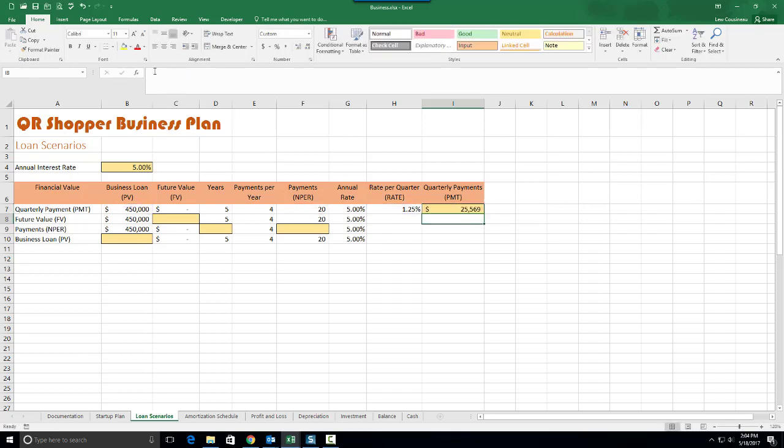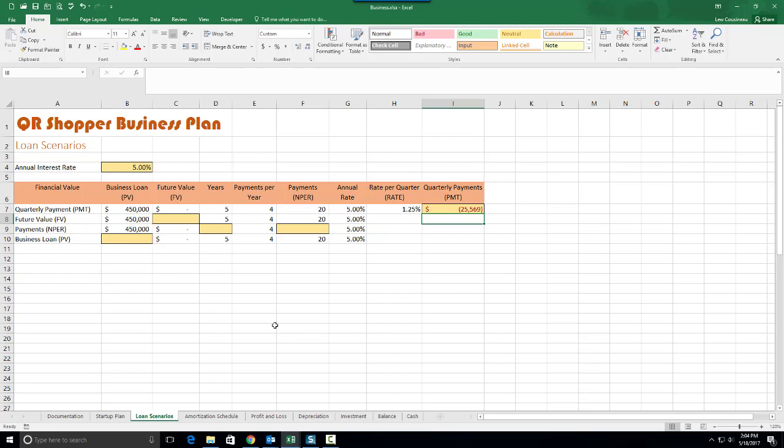Okay, if you want to make it positive, which we don't in this case, but I've demonstrated before, you just put a negative sign in front of the payment function, and that'll make that positive. But we do want a negative because that is following the convention that as a business owner, I'm receiving $450,000, so that's positive, and then I'm going to be spending this much every quarter, so that would be negative.